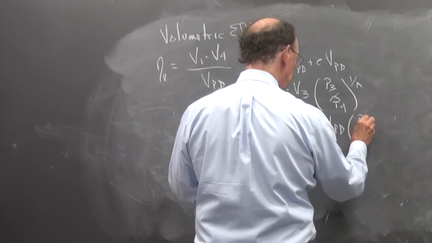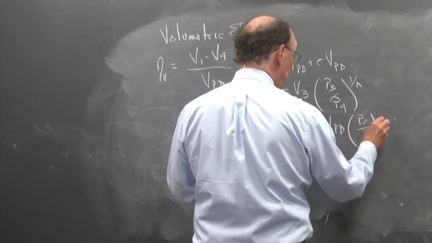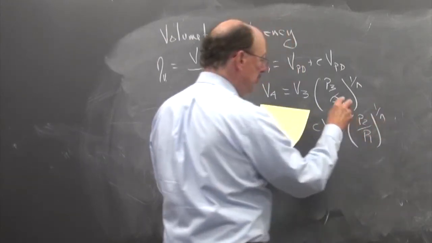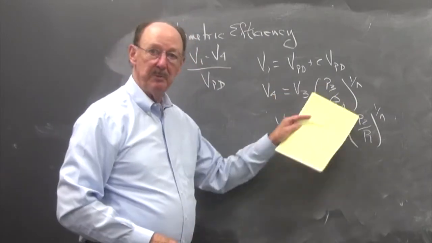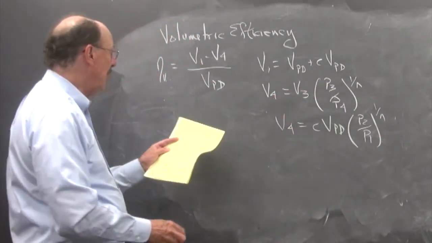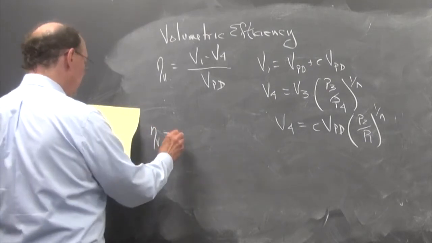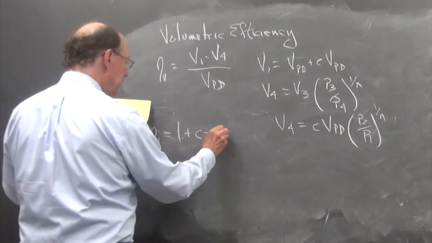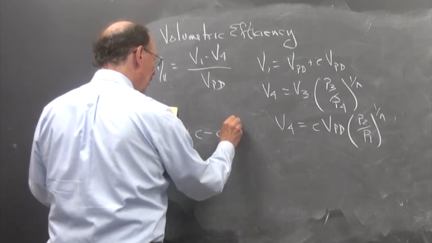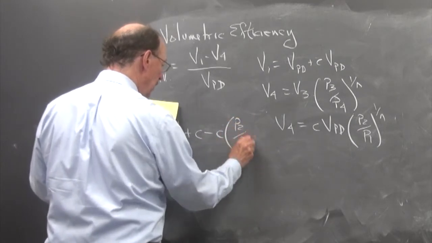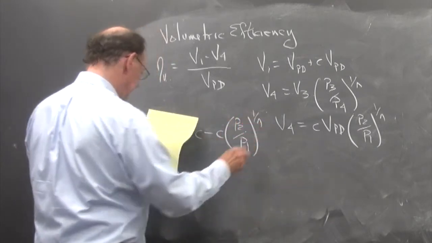And we'll write it as P2 over P1. So I'll switch from 4, since pressures 4 and 1 and 2 and 3 are the same. And so I come up with an expression that the volumetric efficiency is 1 plus C minus C times P2 over P1 to the 1 over n.